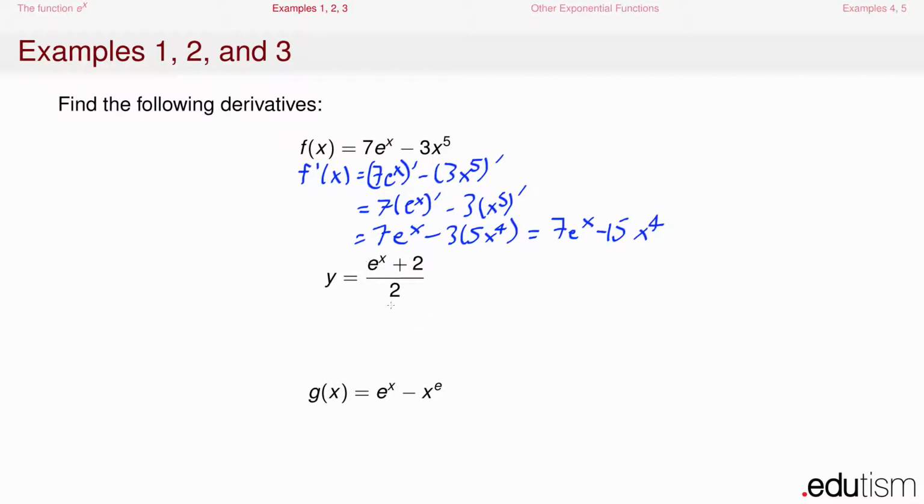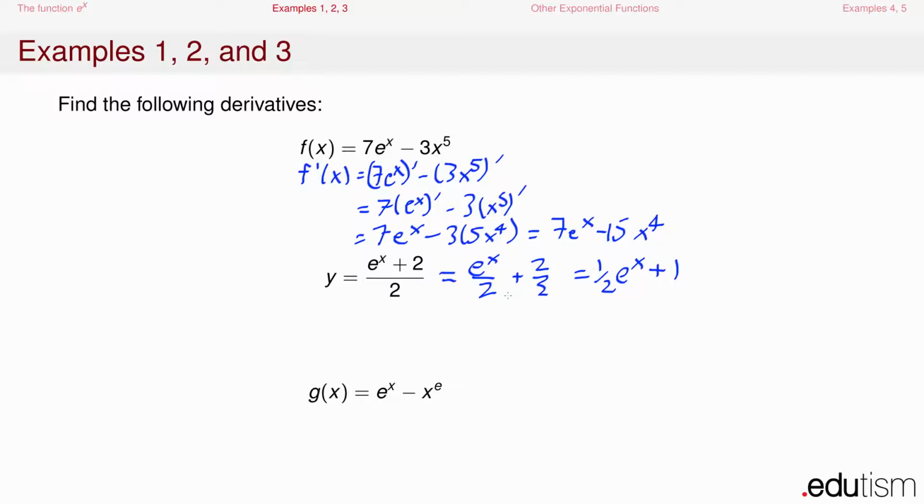This next example is a little bit more complicated. The reason is because I've got this 2 on the bottom of a fraction. So before I can take the derivative, I need to simplify. Well, I can divide each thing separately by the bottom of the fraction. I'm going to get e^x over 2 plus 2 over 2. The e^x over 2 I can rewrite as 1/2 times e^x. The 2 over 2 just gives me 1.